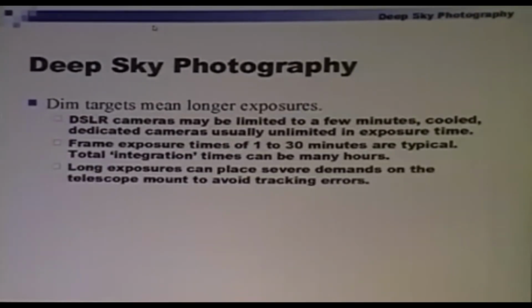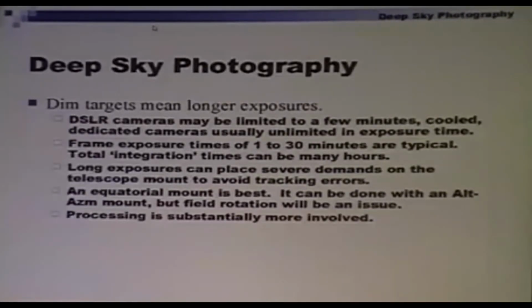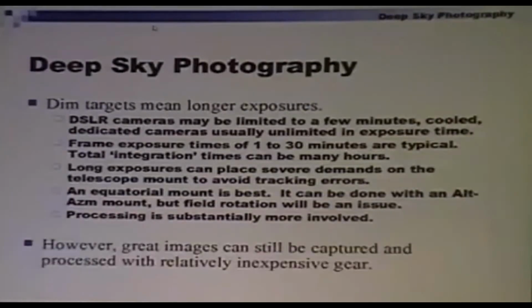Places severe demands on the telescope mount to avoid tracking errors. As I said, the mount's probably the most important thing of the lot. Equatorials are best. You can do it with an Altaz mount, but you get field rotation at the edges of the image. So again, you're limiting the length of time you can expose for. You can process it out, but it's substantially more involved, and I don't really want to go into it. Equatorial mounts are the way ahead for long time exposures. You can get great images with relatively inexpensive gear though. You don't have to spend a fortune.